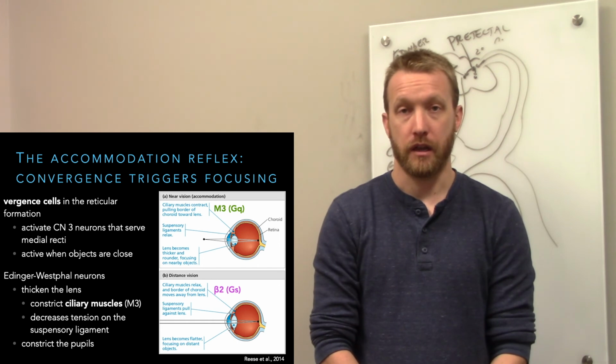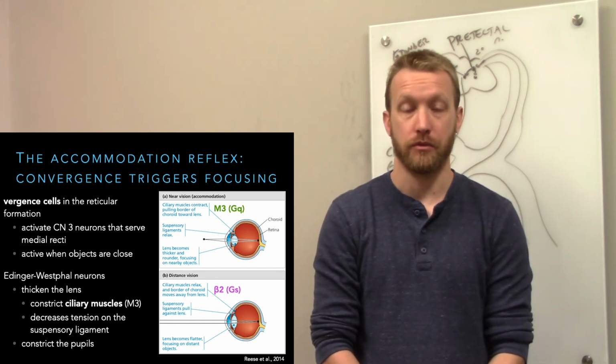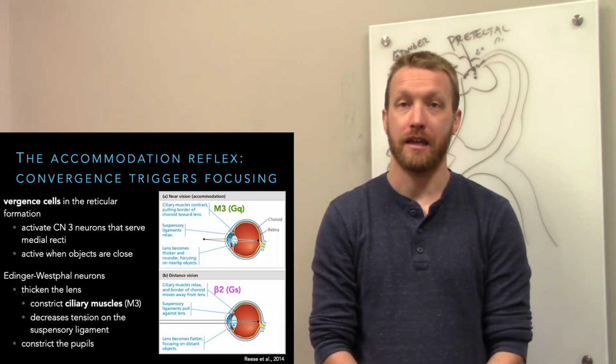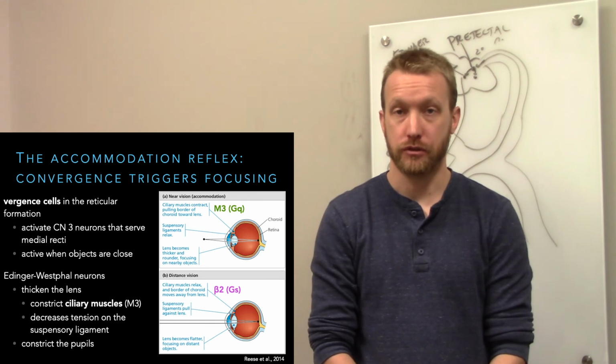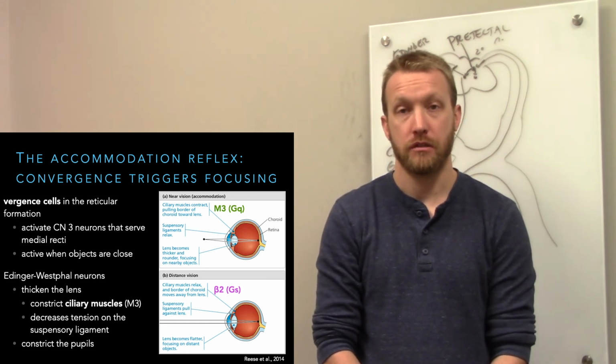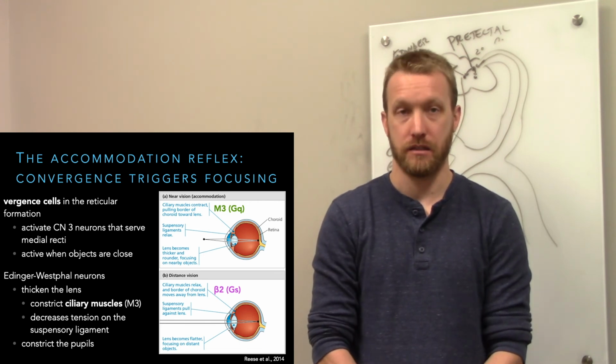Sympathetic input, on the other hand, uses beta adrenergic receptors, which are Gs coupled. This relaxes the ciliary muscles, so they are not as fat. They lie closer to the edge of the eye there, and thus they increase tension on those ligaments and flatten the lens.